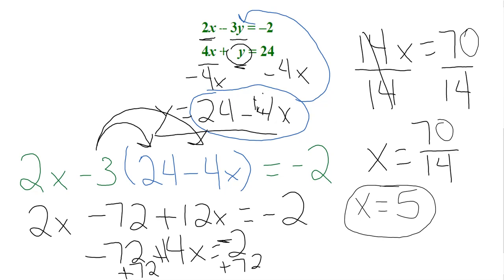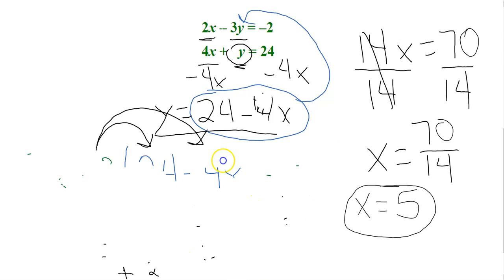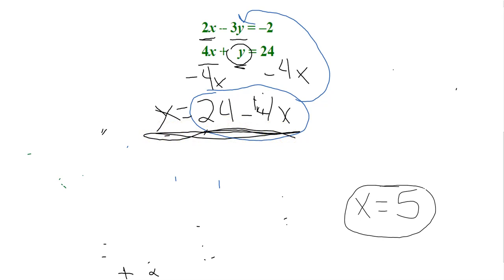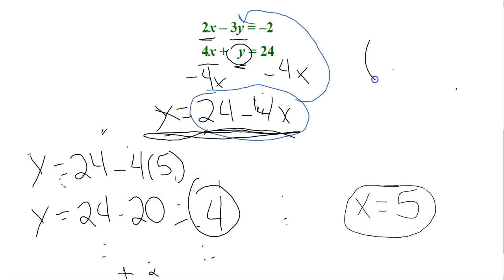So I'm going to erase this work now so we can finish this problem. So we got x equals 5. Now we have to solve for y. I'm going to look back at my original equation here where I had y equals 24 minus 4 times x. I'm going to rewrite it: 24 minus 4 times 5, because I plugged in my 5. Now, pretty simple. 24 minus 20 gives me a value of 4. So I know that x is equal to 5, y is equal to 4.